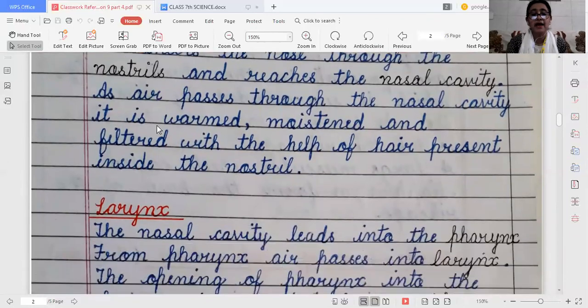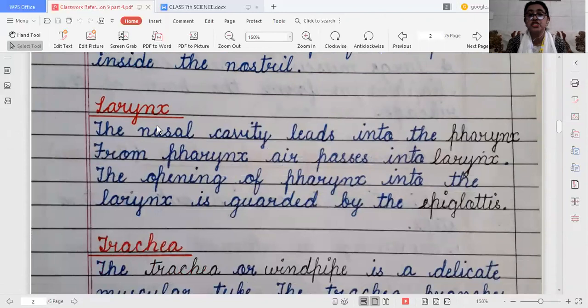Then comes larynx. The nasal cavity leads into the pharynx, and from pharynx, the air passes to the larynx. The opening of the pharynx into the larynx is guarded by epiglottis. So you can see here three main terms are there. Pharynx, the nasal cavity leads to the pharynx, and then pharynx passes air into larynx. And there is an opening in between both, which is guarded by epiglottis.